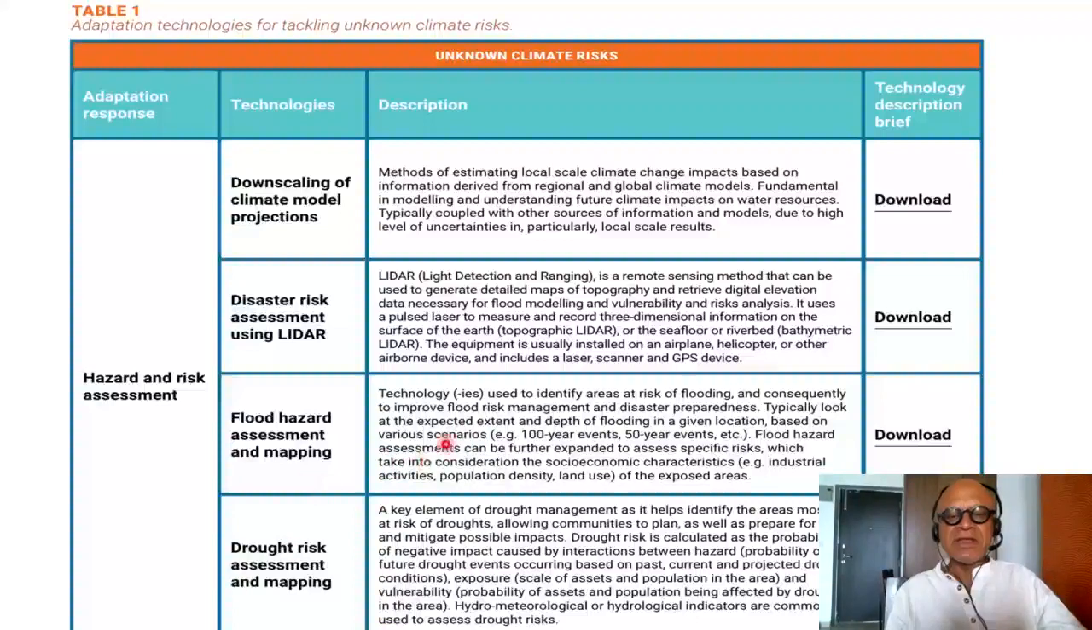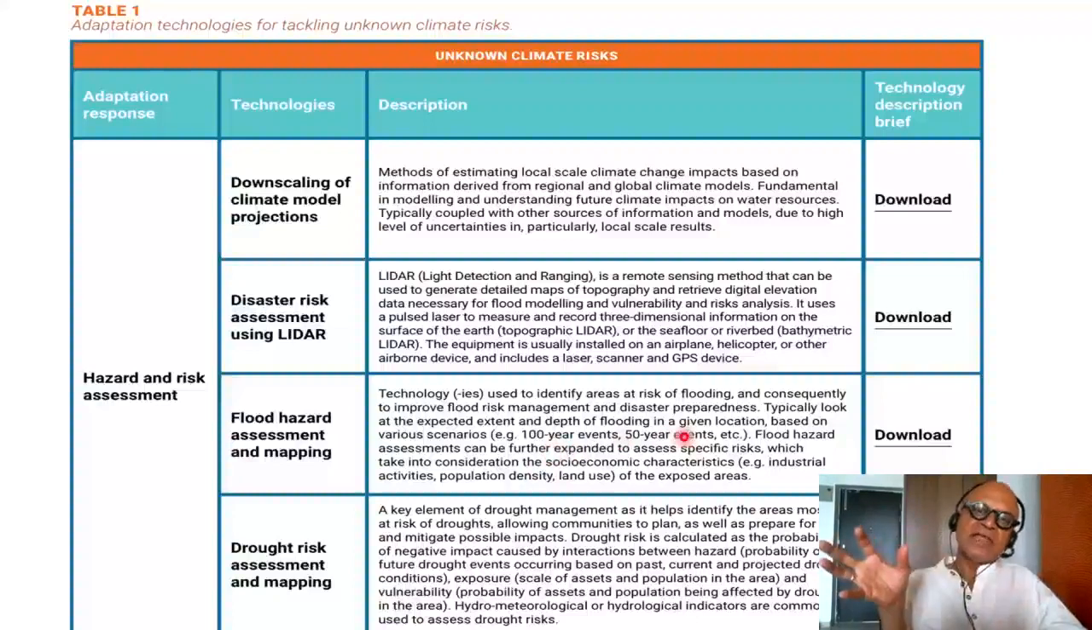Flood hazard assessment and mapping. So technologies used to identify areas at risk of flooding and consequently to improve flood risk management and disaster preparedness. Typically look at the expected extent and depth of flooding in a given location based on various scenarios, such as return periods, so 100-year events, 50-year events, etc.